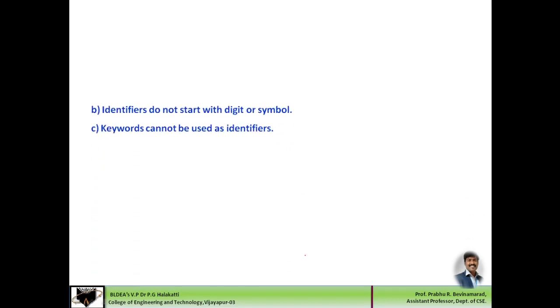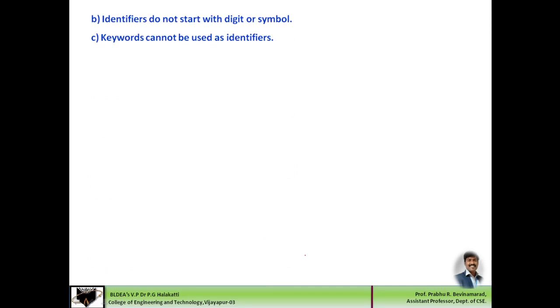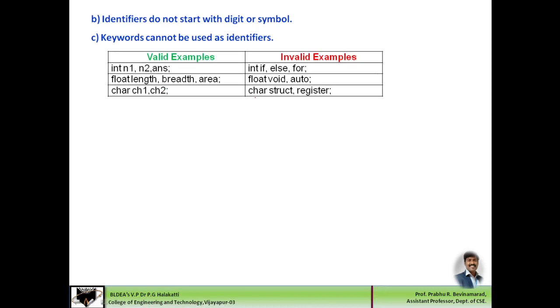Let us look at the second and third criteria. The identifier must not start with a digit or any other symbol except underscore. If underscore is there as the first character, then that identifier will be treated as valid. And keywords cannot be used as identifier names.